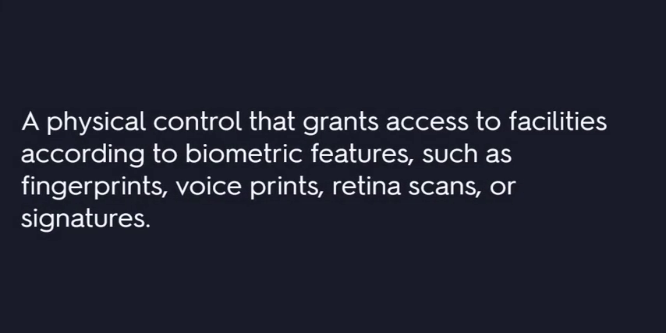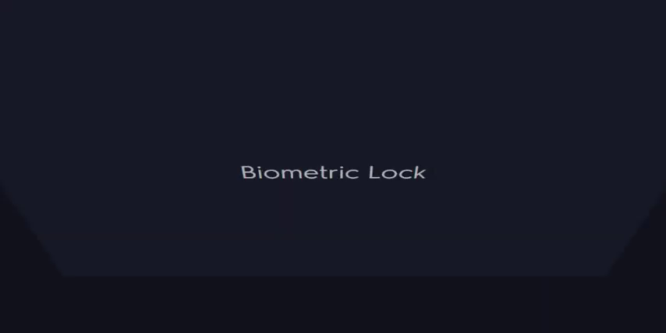Binary numbering system: the numbering system used by electronic machines to perform calculations. Each position, starting from the rightmost, signifies a higher power of 2. Biometric lock: a physical control that grants access to facilities according to biometric features such as fingerprints, voice prints, retina scans, or signatures.